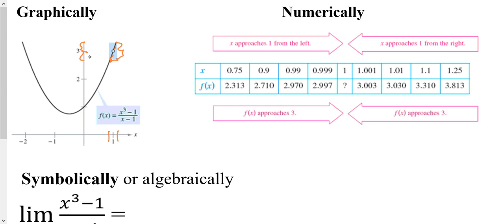We can also investigate it with a table. We're trying to look at our limit as we approach 1. So we look at our table and we try numbers that are closer and closer to 1 on each side to see what the output's getting closer to. And as you try numbers closer and closer to 1 on each side, you can see that the output gets closer and closer to 3 in this case, which does match our graph.